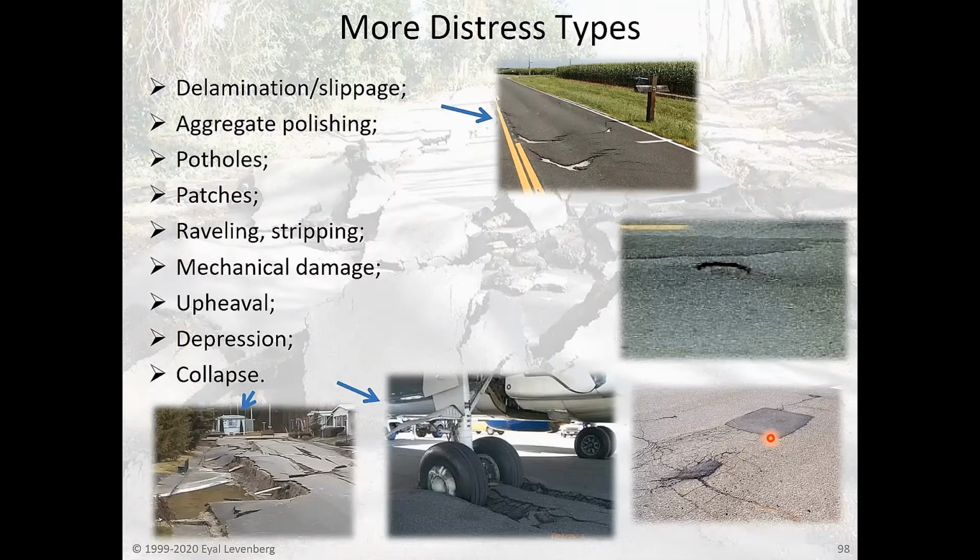The second point is that the skid resistance is not uniform, so if you have a very long patch and it is only of partial width, then if there's a braking event, the tires on the patch would experience different friction as compared to the tires running on the existing road. Raveling and stripping, these are two distresses that I leave up to you to read about.